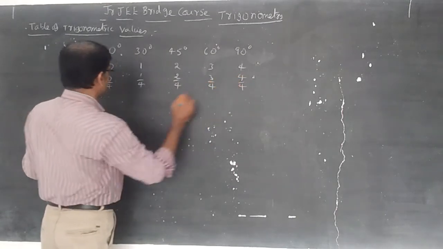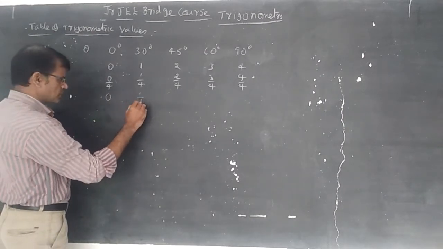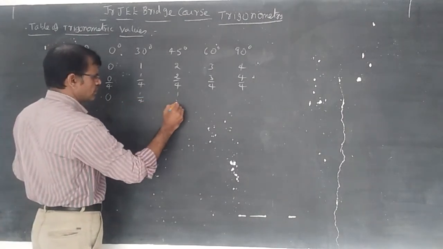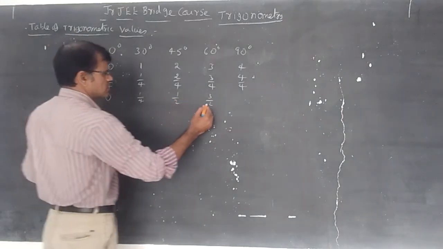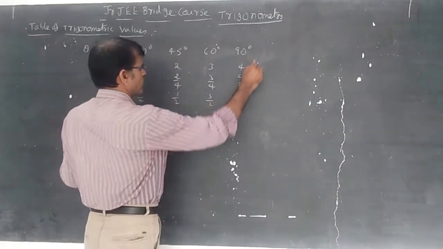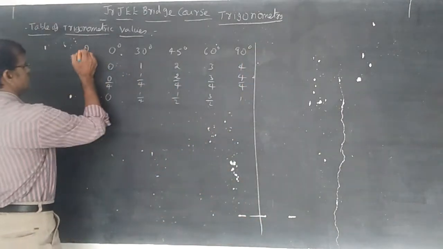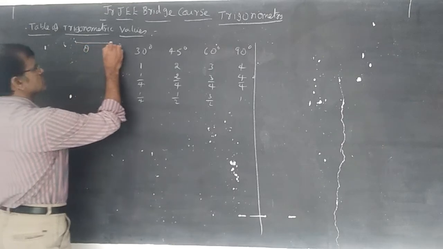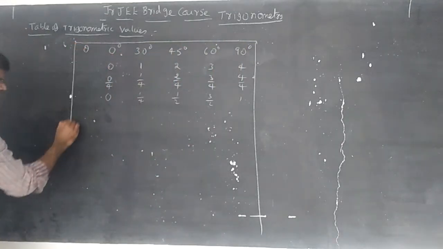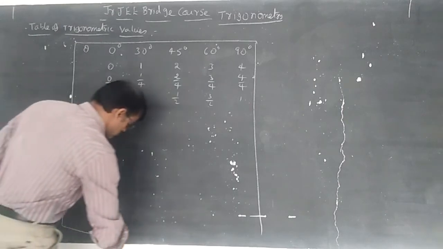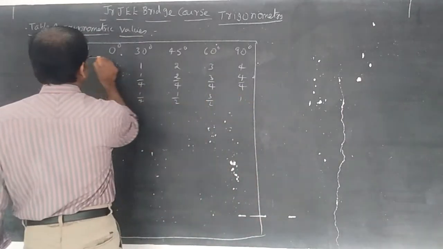In the next step you write the values. 0 by 4 becomes 0, and 1 by 4 stays 1 by 4. Here 2 by 4 is 1 by 2, this is 3 by 4, and this is simply 1. Now the square root values of these values are the values of sine theta.